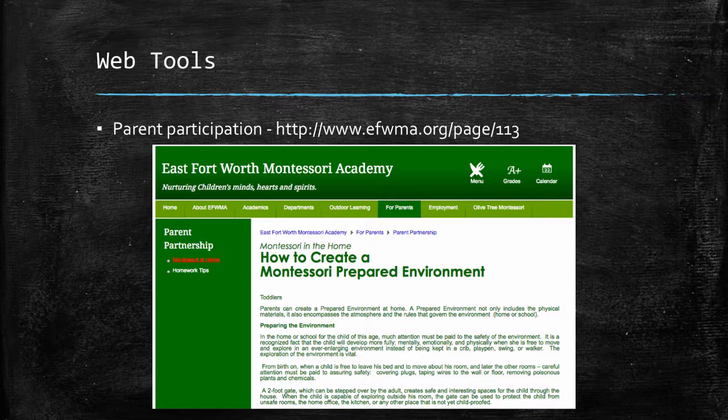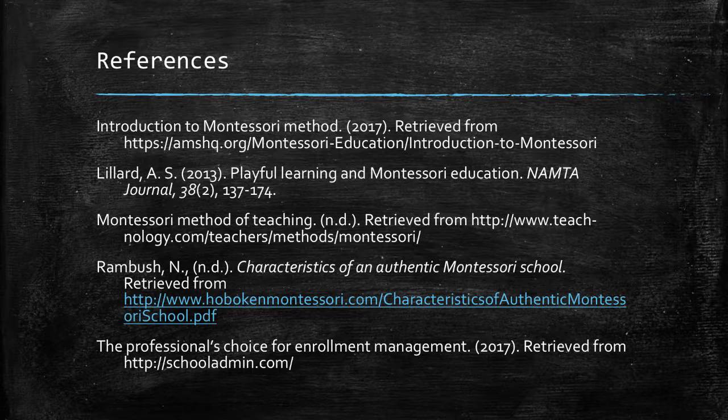From a parent perspective, many parents whose children now have the opportunity to attend a Montessori school need to be educated just as much as the teachers on what the environment looks like. A parent participation website, one of the good examples I found, is here in Texas, East Fort Worth Montessori Academy. They have a nice setup on their website where they talk about making sure that the toddler has support for this methodology, not only at school but at home. So when the student comes home, they can continue the same methods and strategies that they're shown at the school. So that is my presentation for the learning strategies, and here are my references.